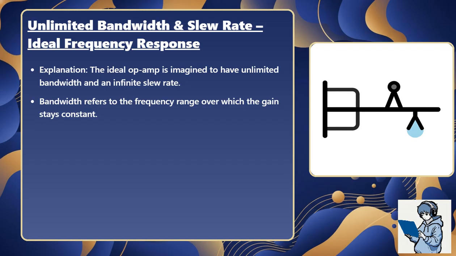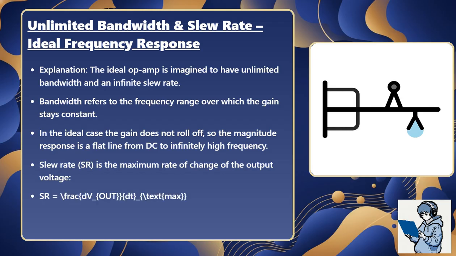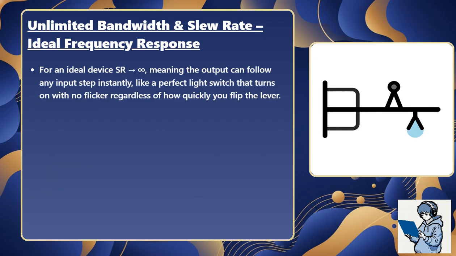Explanation: the ideal op-amp is imagined to have unlimited bandwidth and an infinite slew rate. Bandwidth refers to the frequency range over which the gain stays constant. In the ideal case, the gain does not roll off, so the magnitude response is a flat line from DC to infinitely high frequency. Slew rate, SR, is the maximum rate of change of the output voltage. SR = dV_out/dt (maximum). For an ideal device, SR tends to infinity, meaning the output can follow any input step instantly, like a perfect light switch that turns on with no flicker regardless of how quickly you flip the lever.